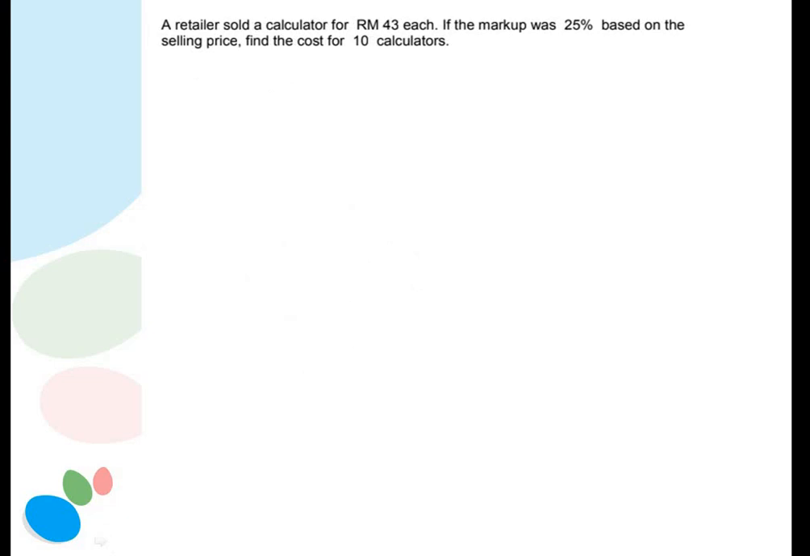A retailer sold a calculator for 43 ringgit each. If the markup was 25% based on the selling price, find the cost for 10 calculators. Okay, sold for 43 ringgit each. That is our selling price. Markup 25% based on the selling price. So 0.25, our selling price is 43 ringgit, which equals 0.25 multiplied by 43 equals 10.75.